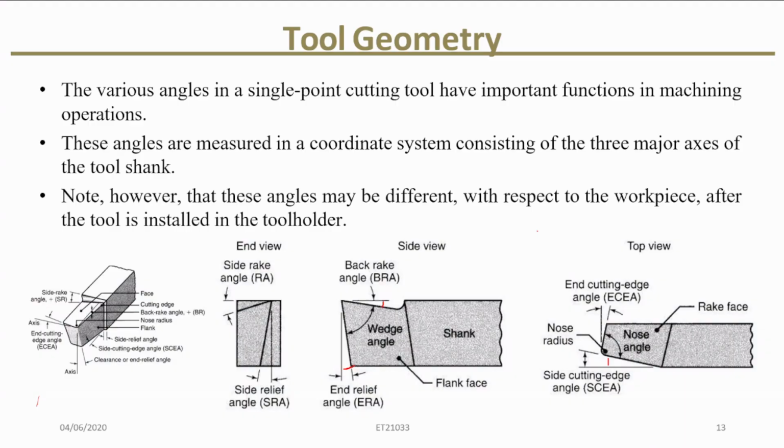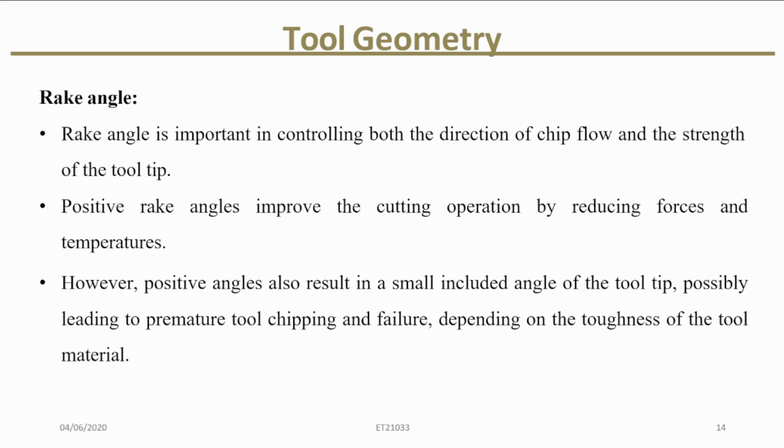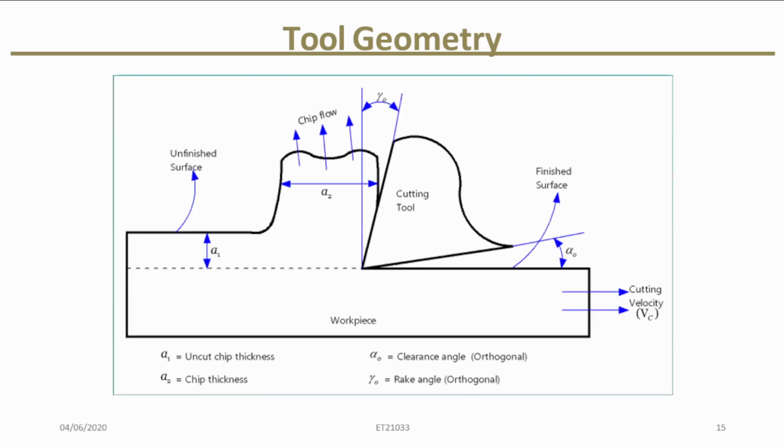Okay, then we can move on. Then the rake angle. When we consider the rake angle, there are two types, the positive and negative rake angles. Rake angle is important in controlling both the direction of chip flow and the strength of the tool tip.